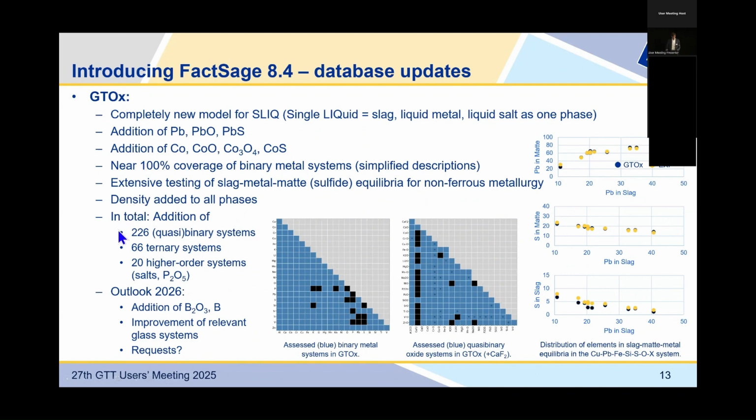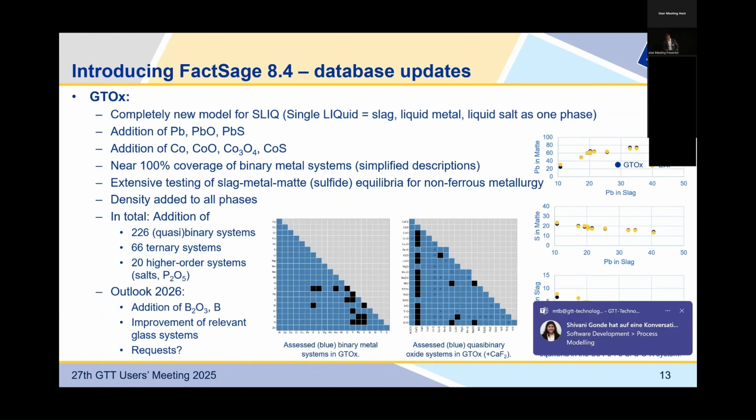In total, we have an addition of 220 quasi-binary systems, 66 ternary systems, 20 higher order systems, mainly salts and phosphorus oxide containing systems. A lot of work that has been performed by our good partners at Forschungszentrum Jülich. Thank you, Elena.